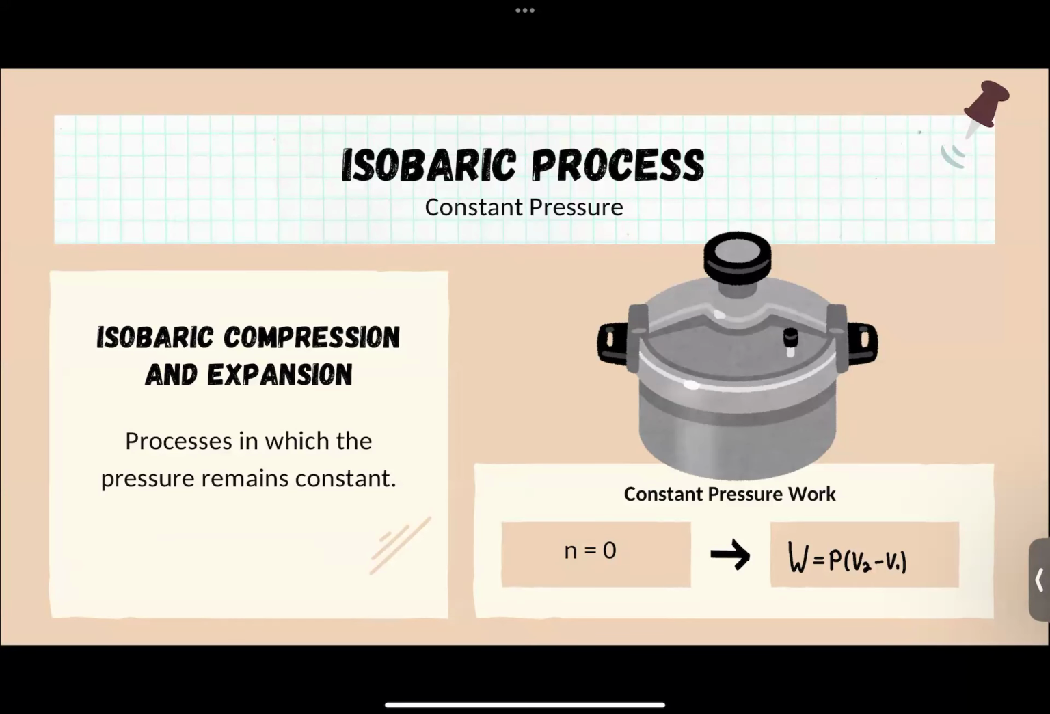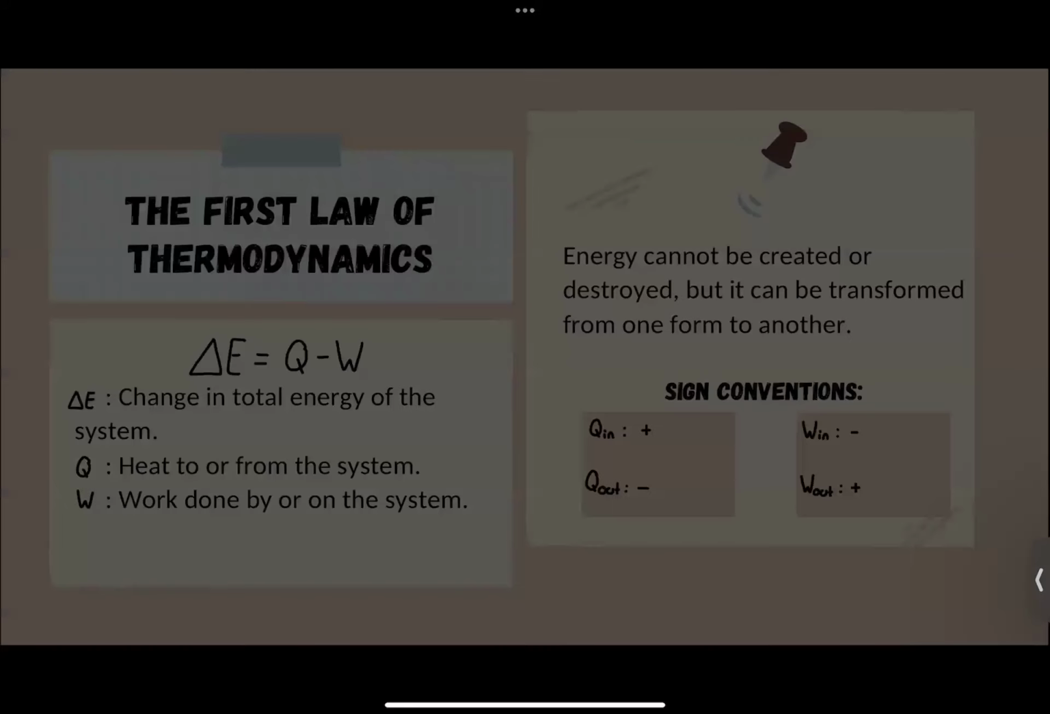Lastly, there is the isobaric process, in which the pressure remains constant. The polytropic exponent for this kind of process is equal to 0, and the work done is equal to the pressure multiplied by the difference in volume.